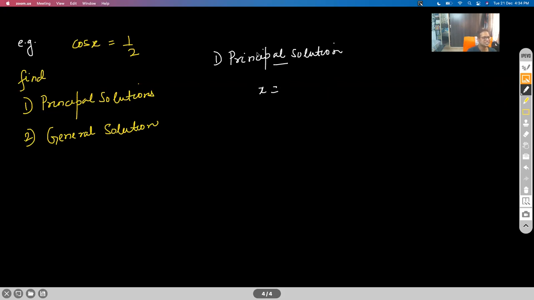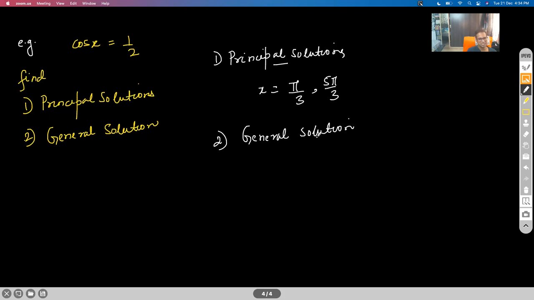What are the angles? Pi by 3, absolutely. Minus pi by 3 is not in 0 to 2 pi. Right, absolutely right, Shlok. So it'll be pi by 3. And 2 pi minus pi by 3 will be 5 pi by 3. So these will be your principal solutions to this equation. Got it?